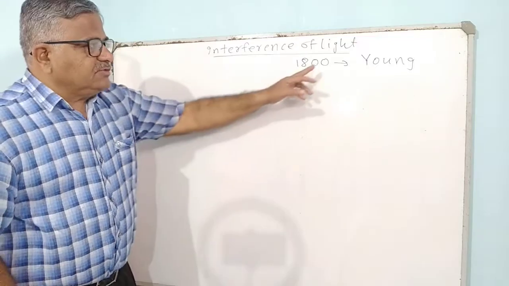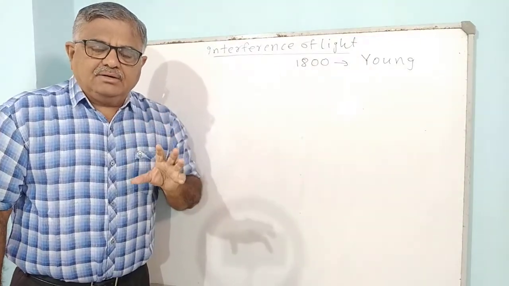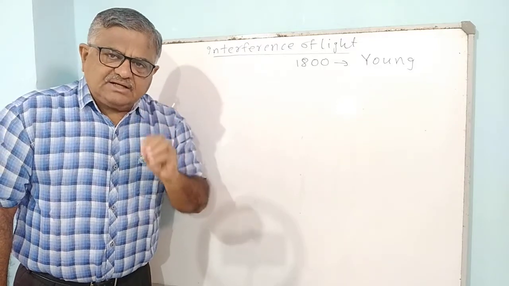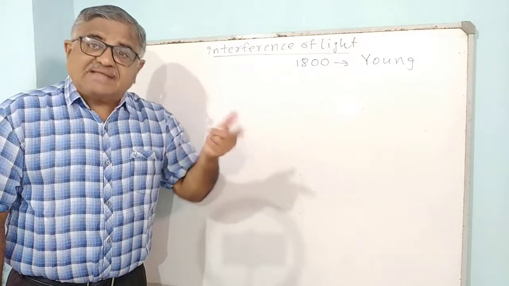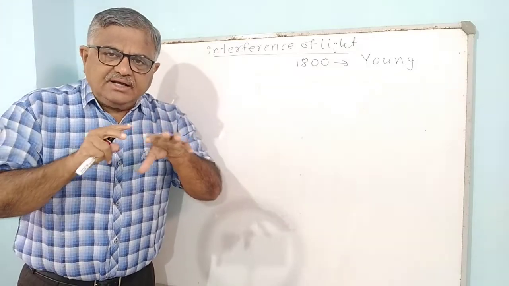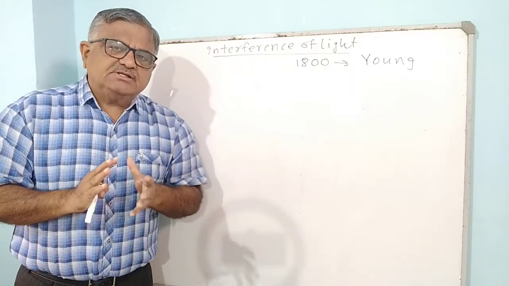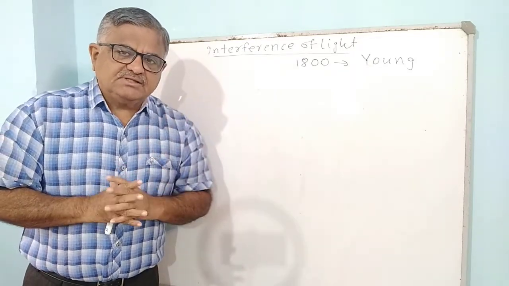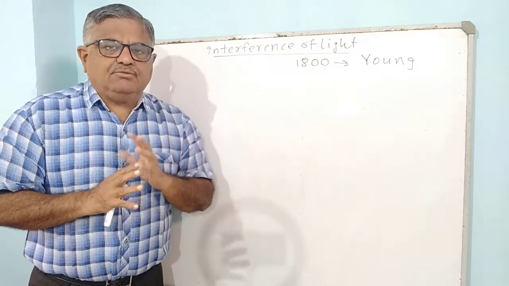This type of experiment was first performed by Thomas Young in 1800, and he found that at a certain point where the light is reaching from two different sources simultaneously, there is a redistribution of intensity of light. He couldn't explain this redistribution on the basis of ray optics, and he called this phenomenon interference of light.